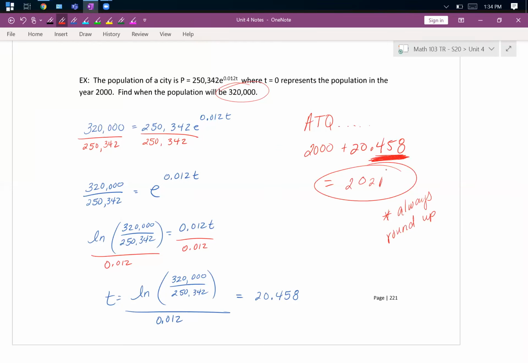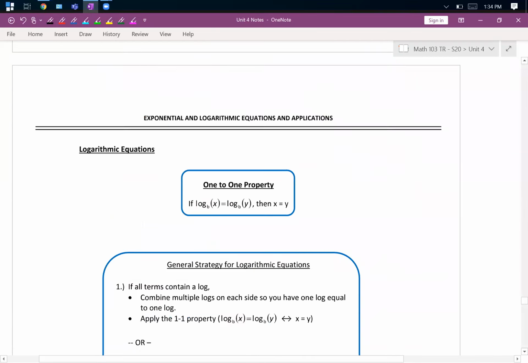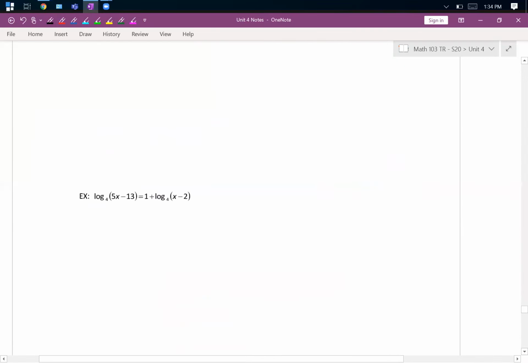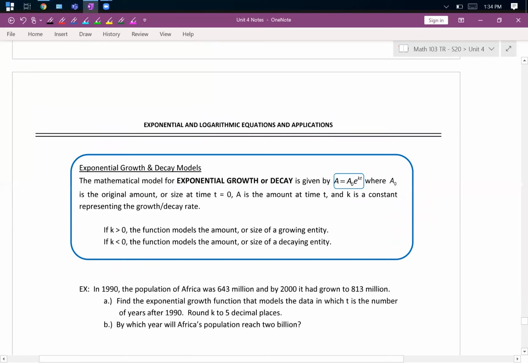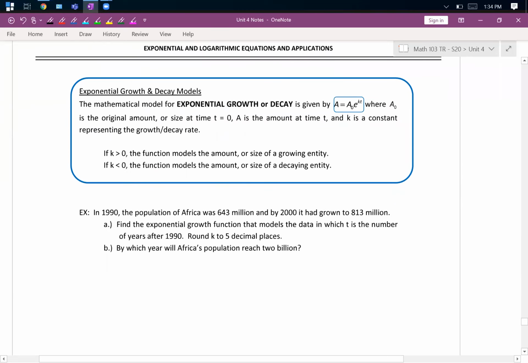So with 11 minutes left, I don't really want to start log equations, so I'm going to jump to page 225. We're going to discuss exponential growth and decay models, and these are applications of exponential functions, so I'd rather jump to this than start log equations.